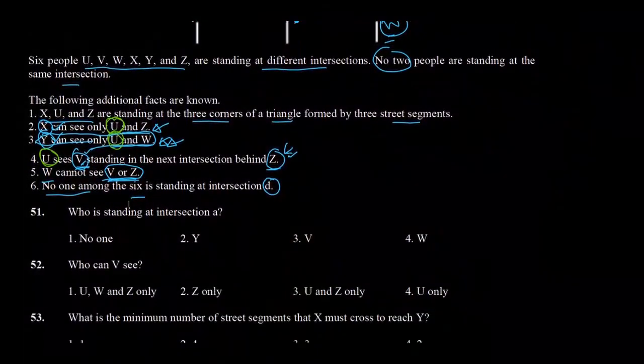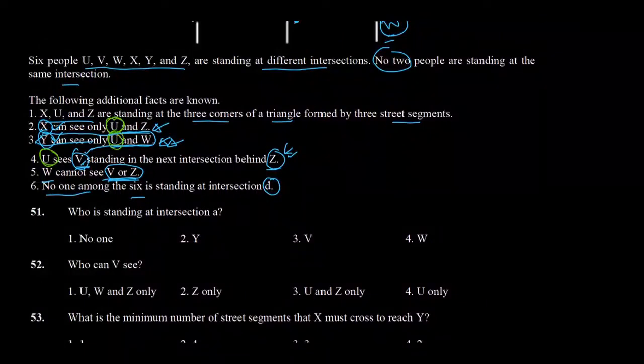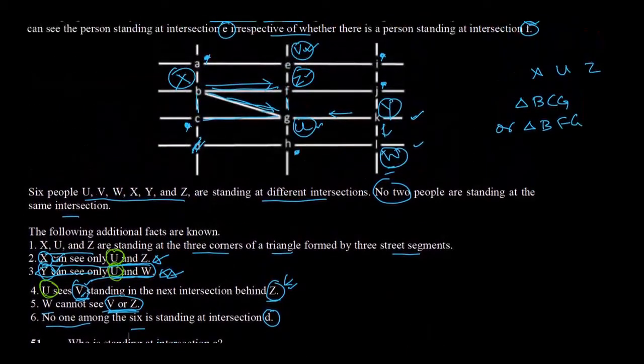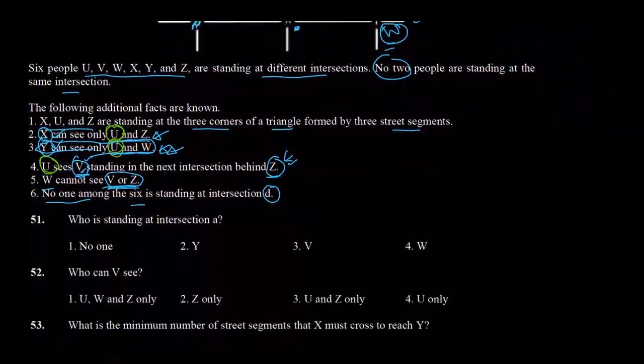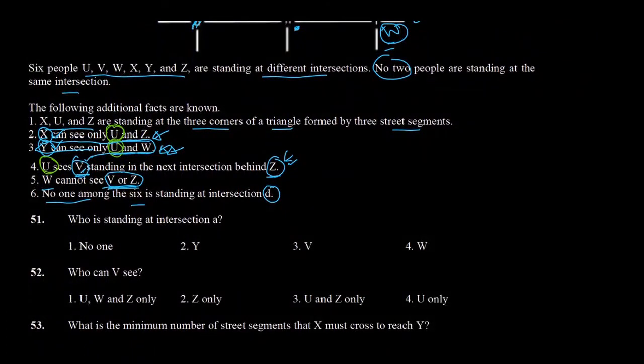So we go to the questions. Who is standing at intersection A is the first question. So no one is standing in intersection A. So the answer is 1, which is no one.